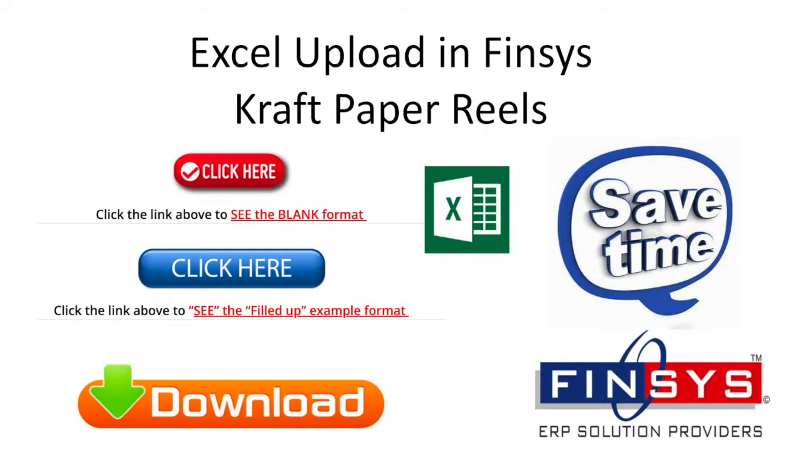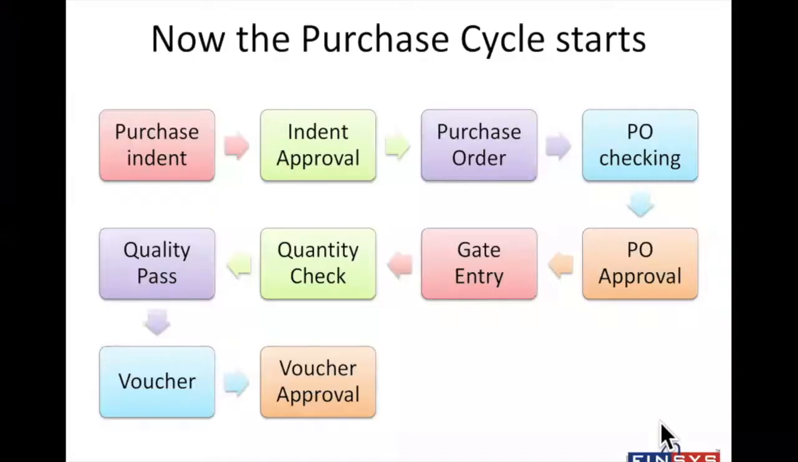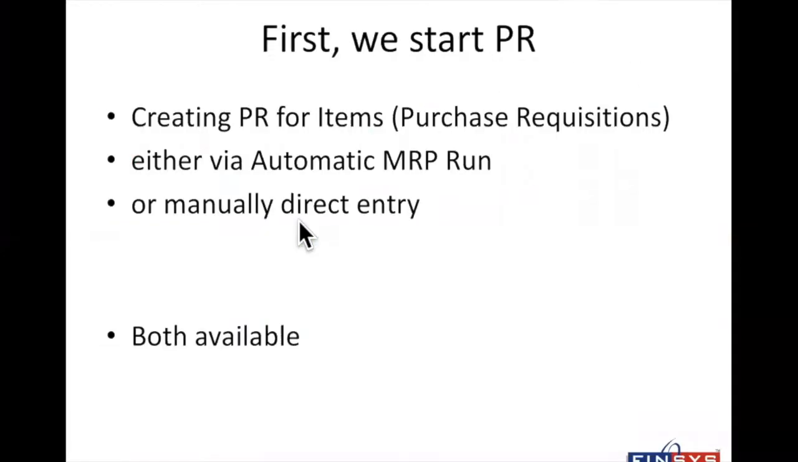For showing this, we have also used the complete chain right from purchase planning to purchase indent and purchase order to gate entry to MRR. Here it is. So I'll be running through quickly the purchase cycle. It is just to give you what is being uploaded via the Excel. What is the background for that?